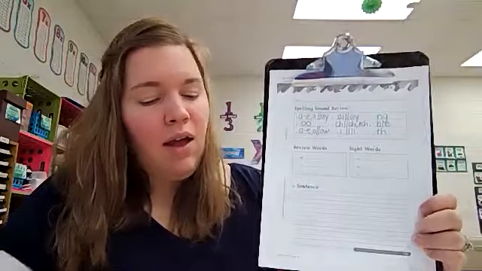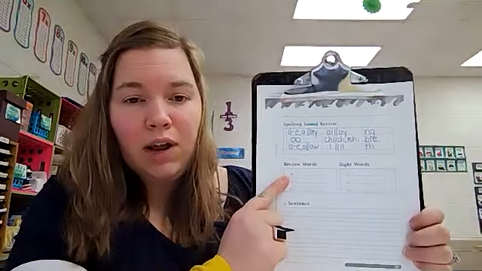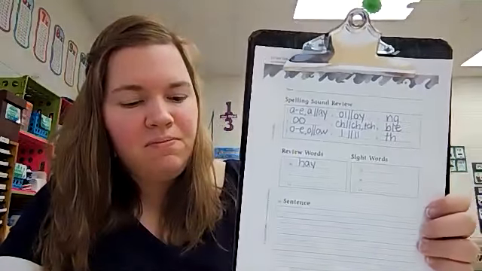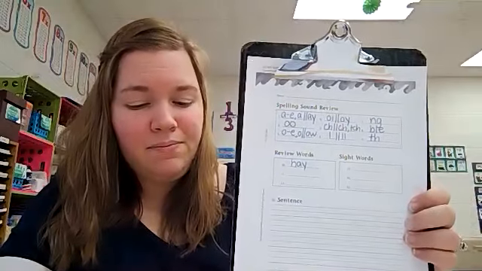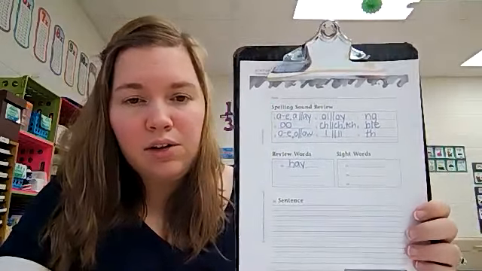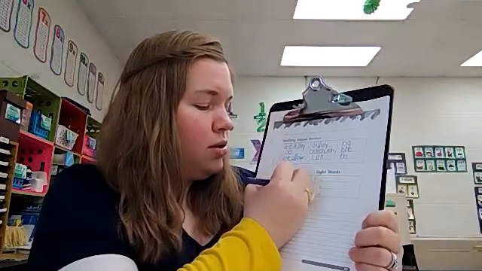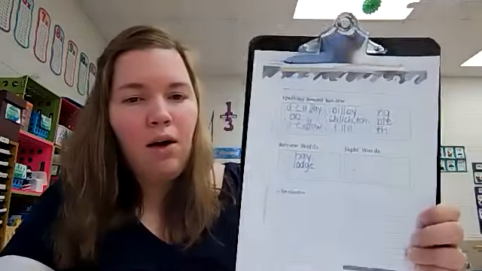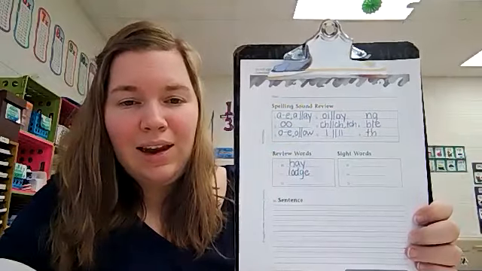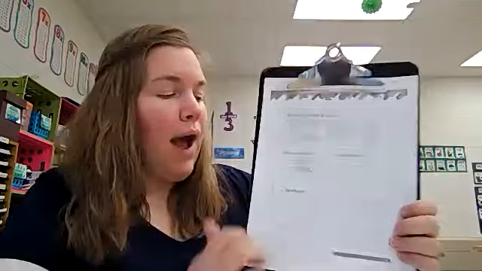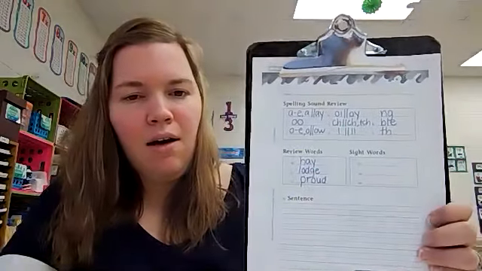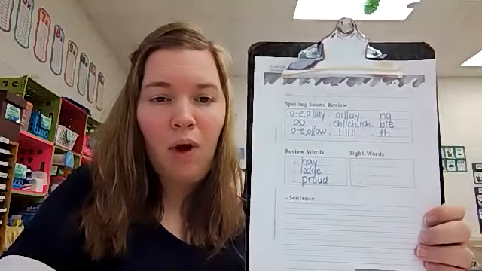Now let's practice spelling some words. Under the review words for number 10, let's write the word hay. The animals need hay to stay warm. H-A-Y. Number 11 is lodge. Have you ever been to Great Wolf Lodge? L-O-D-G-E, lodge. And number 12 is proud. I am so proud of you. P-R-O-U-D, proud.